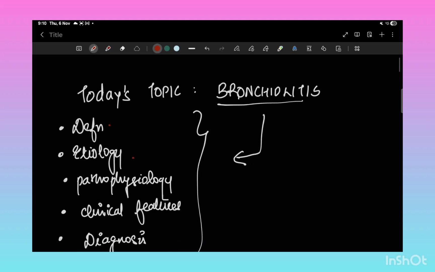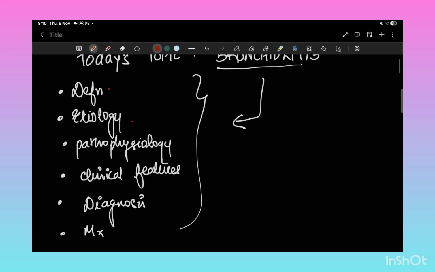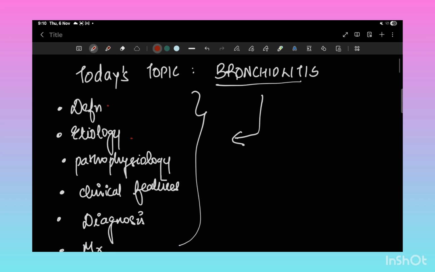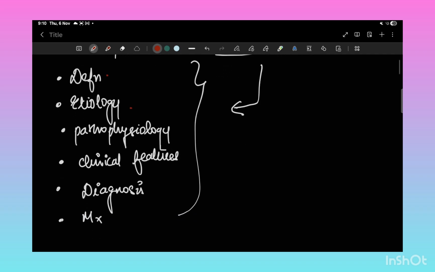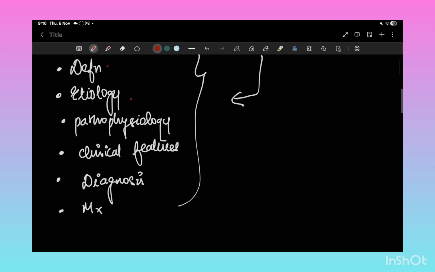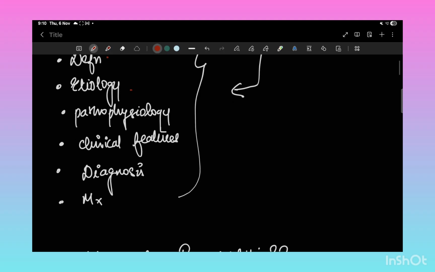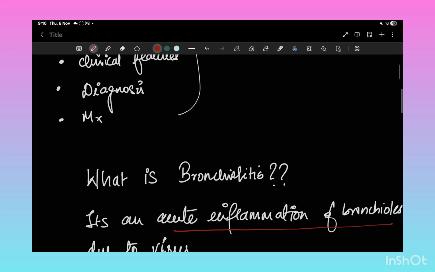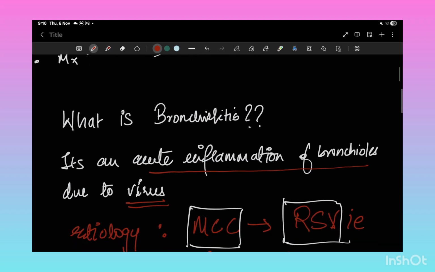Firstly, the bronchioles, the normal respiratory anatomy, right? The bronchioles are the smallest airways before the alveoli. They don't have cartilage, and they are usually lined with epithelial cells that sweep the mucus upwards, and air goes in and out easily when the lumen is open. So now, what is bronchiolitis? It's an acute inflammation of the bronchioles due to a virus.